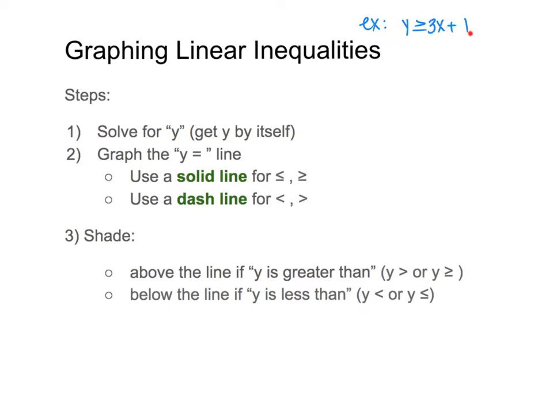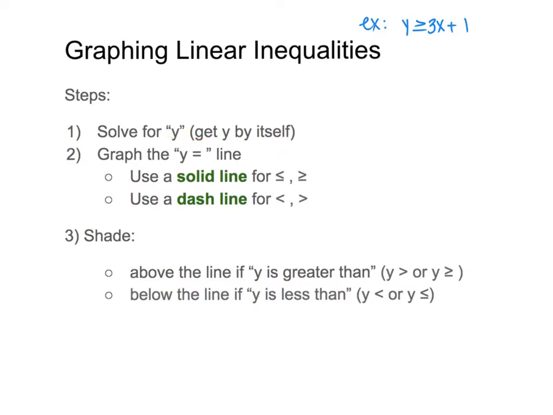It looks like a linear function like y = mx + b, but instead of an equal sign, there is an inequality sign. And we need to be able to graph this. It's kind of like graphing a line, but a little bit different. So the first step is to solve for y, which means you need to get it by itself.